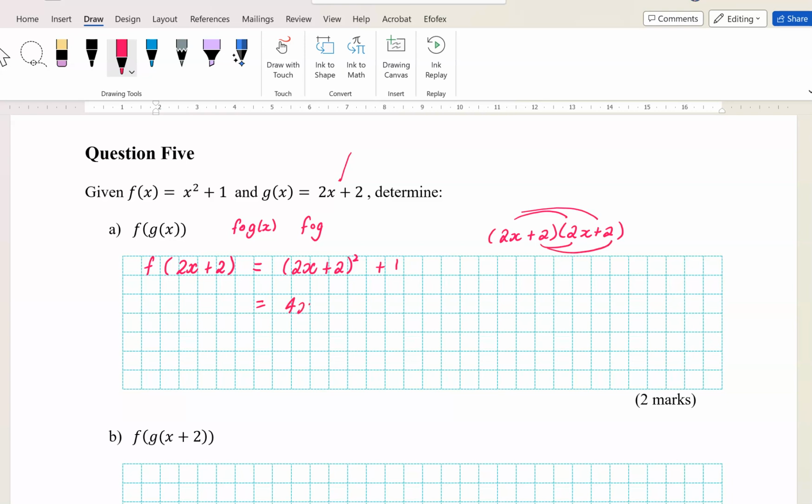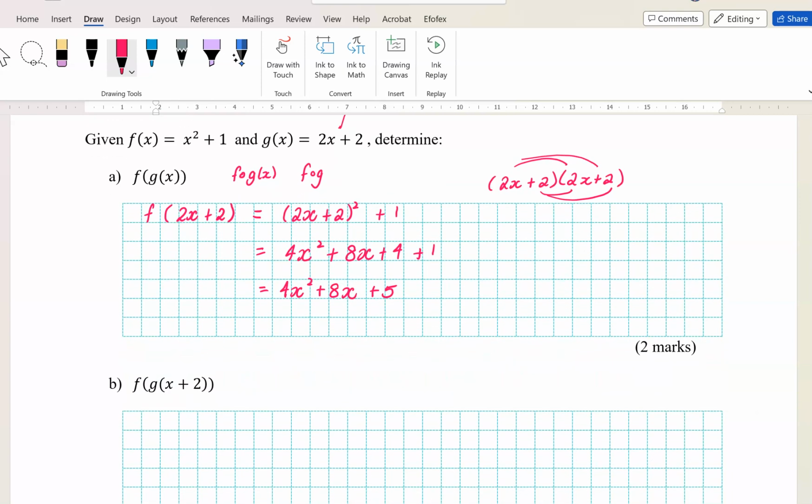So that's going to be 4x squared. You get a 4x plus another 4x, so that's 8x plus 4. And then we've got our plus 1 there. Okay, so we've got 4x squared plus 8x plus 5. Onward and upward. Ooh, this one's a little bit tricky, isn't it?